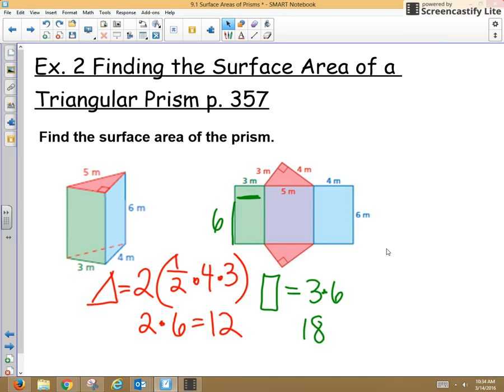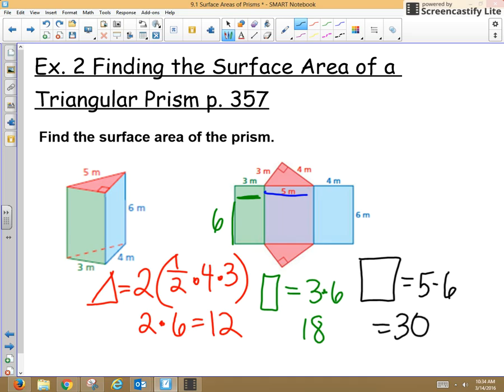Then I'm going to move on to the purple rectangle, and you will see that it's 5 by 6. So let's make this purple just so as not to confuse you. Oh, it's not working for me, but that's okay, I'll use black instead. So we have a 5 by 6, which will give us an area of 30. And the last one is the blue rectangle here, which is a 4 by 6. And 4 times 6 is 24.